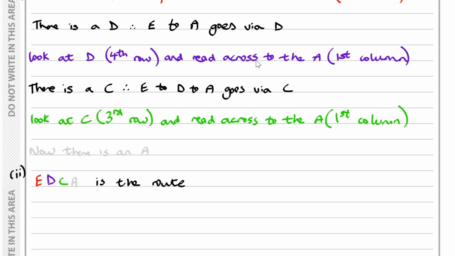Now, if we consider this D, if we look at the D, which is in the 4th row, and read across to the A, which again is in the 1st column, you'd find that there's a C, and therefore E to D to A goes via C. And if we look at C, which is on the 3rd row, and read across to the A, which is in the 1st column, now you'd find that there's an A. So E to A has this route, E, D, C, A. Okay, so that's all we do for part C.